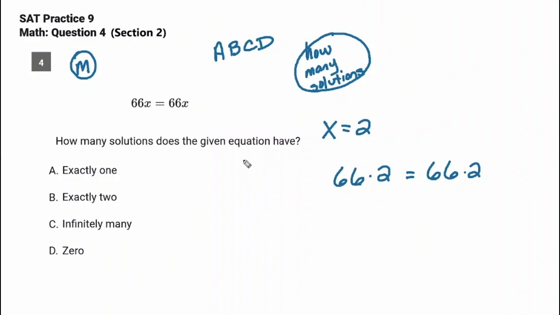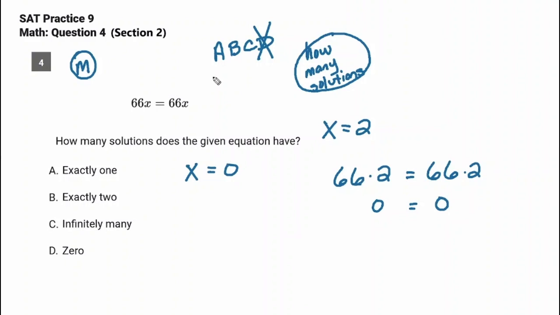Well, it can have 0 solutions, right? Because it has at least one solution, so the answer can't be D. All right, let's get weird. How about x equals 0? If x equals 0, 66 times 0 is 0, equals 66 times 0, which is 0. Is that an equation? It is, because both sides are the same, right? So can it have exactly one solution? No, because we just found 2.